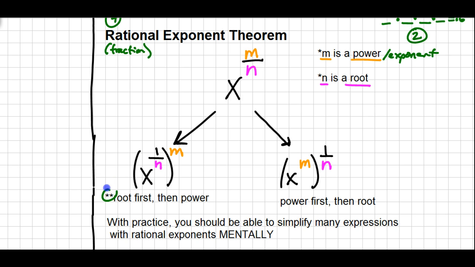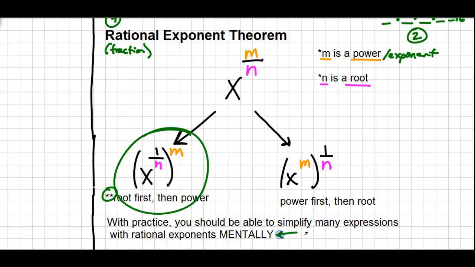Hopefully you noticed here that I did put circles or stars around root first and then power. Typically that is the faster and easier way to handle rational exponents. Try to do the root first and then do the power. It's not wrong to do it the other way, it's just going to be a lot more difficult. With practice, students should be able to simplify these expressions mentally.